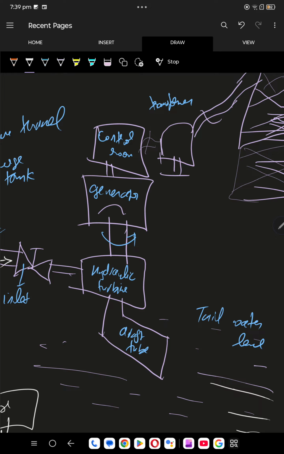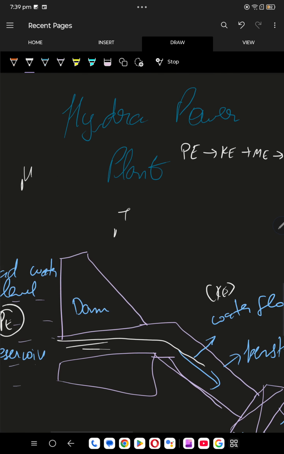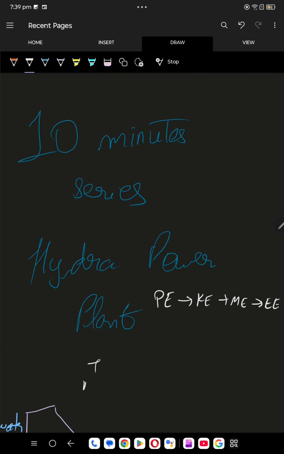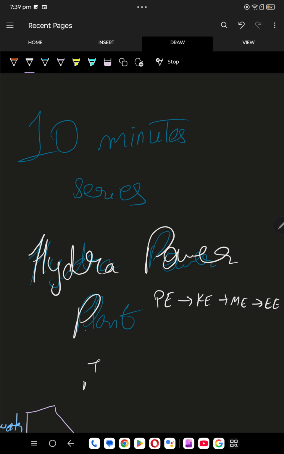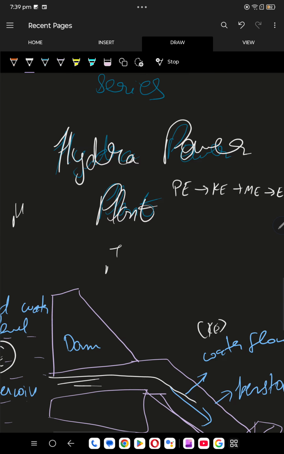So that was basically a sum-up of the hydro power plant. I hope I have explained well. I think this is not seen. Let me just rewrite. I've tried my best to explain this topic, so I hope you have understood it.